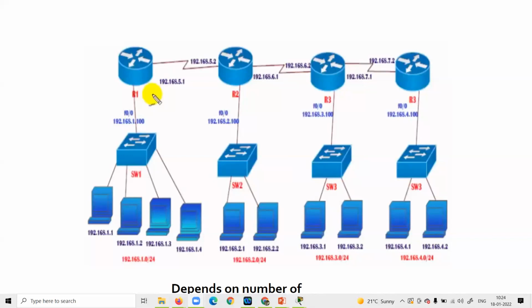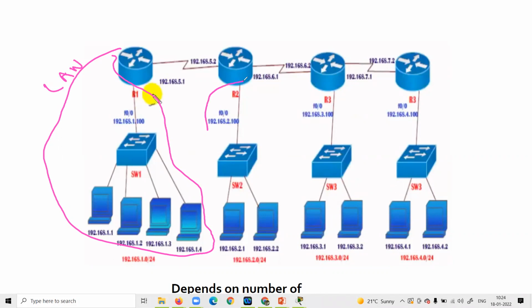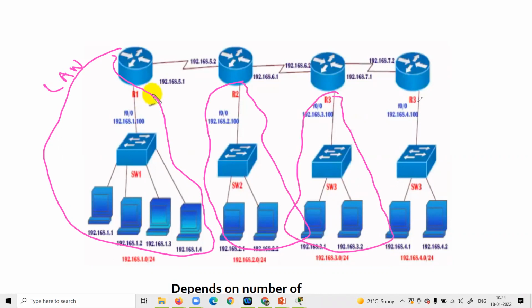So here what you can assume, please understand, this is one LAN, right? This is one LAN. This is another LAN. This one is third LAN. This one is fourth LAN. Okay? Correct? So you are having four local area networks.